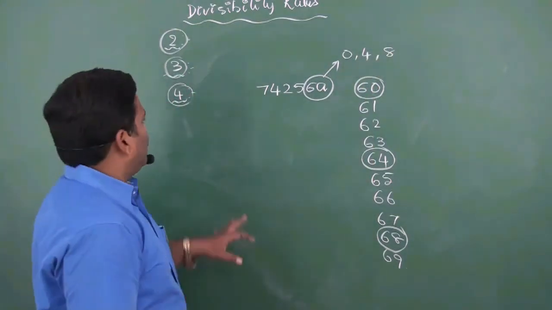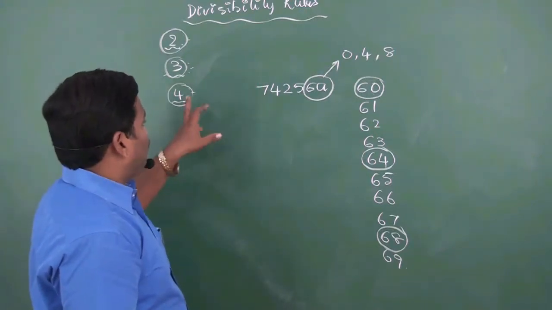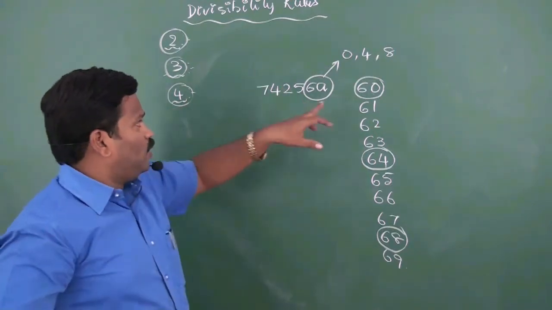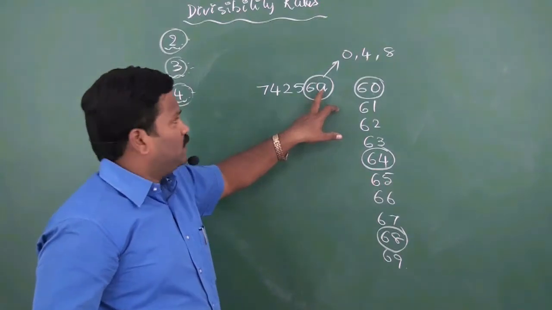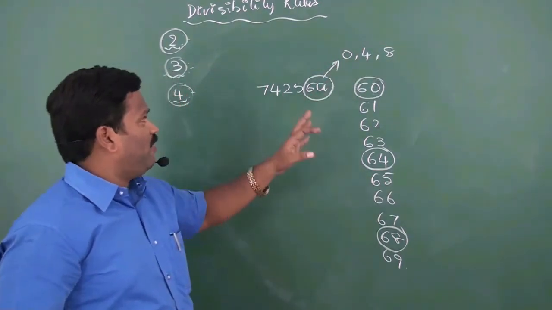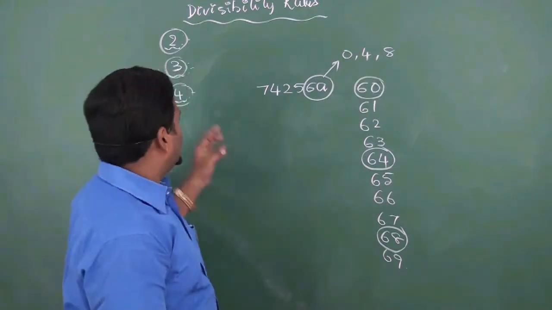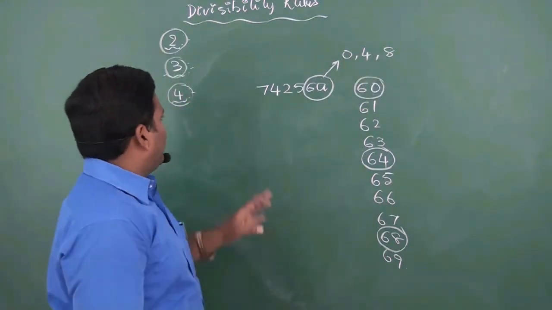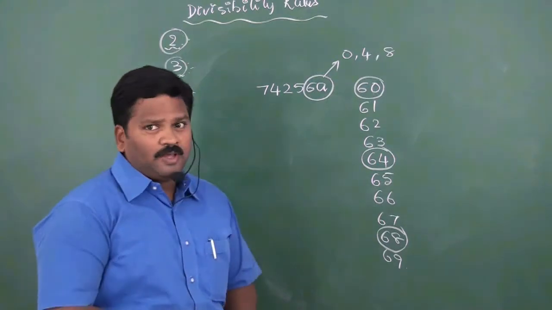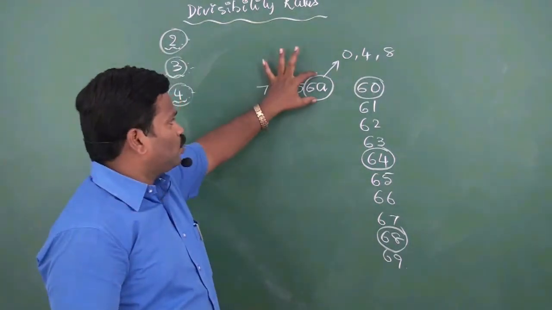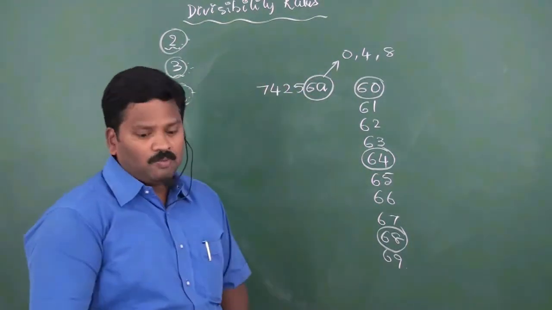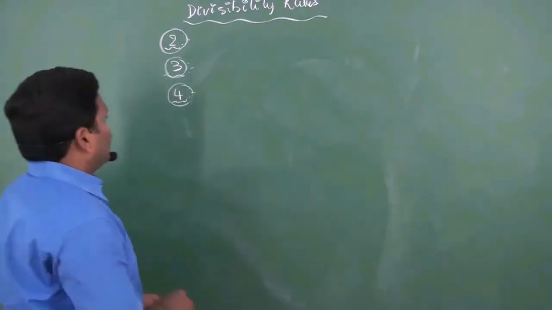If this number is divisible by 4, what is the least value of A? It is 0. What is the maximum value of A? It is 8. This is the divisibility rule of 4. If a number is divisible by 4, then the last two digits must be divisible by 4.